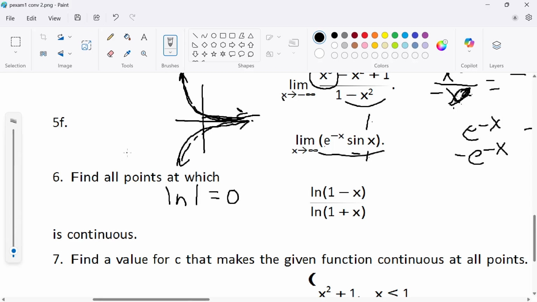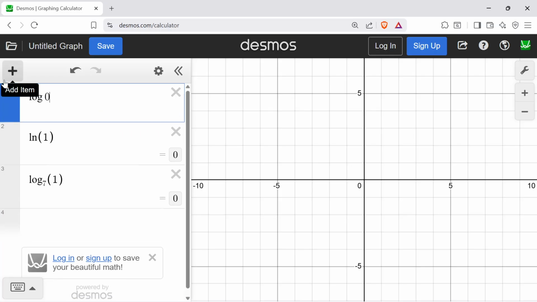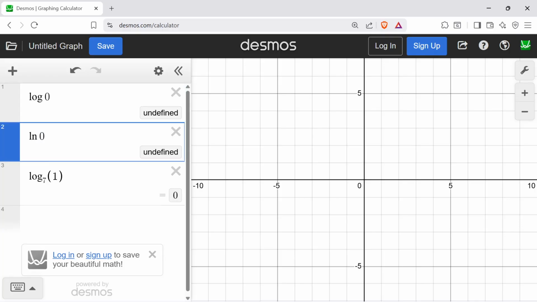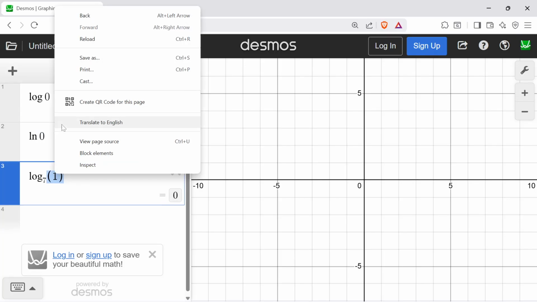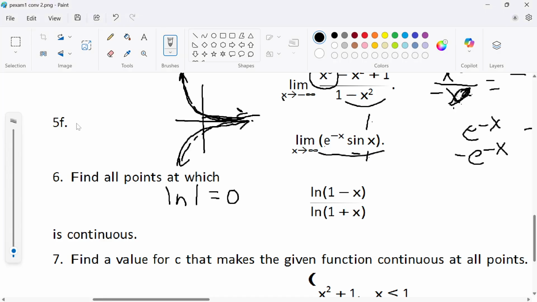What's the other thing? The other thing to know is you can't have a log of 0 or a negative number. Let me show you that. I'll do log of 0, undefined. Natural log of 0, undefined. Log base 7 of 0, undefined. So you can't have log of 0.